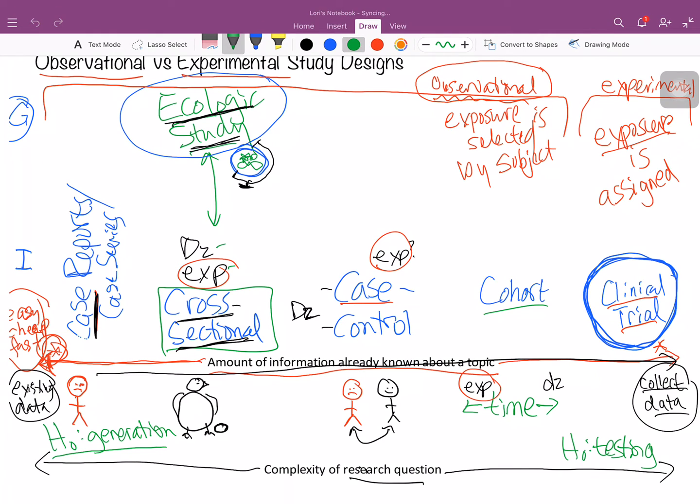The thing that I want to point out about this exposure being assigned is that some studies may progress. They may have a case report and then an ecologic study, maybe skip over case control and then start looking at cohort studies, and they may never get to clinical trials. Part of the reason for that is it may be impractical or even unethical.